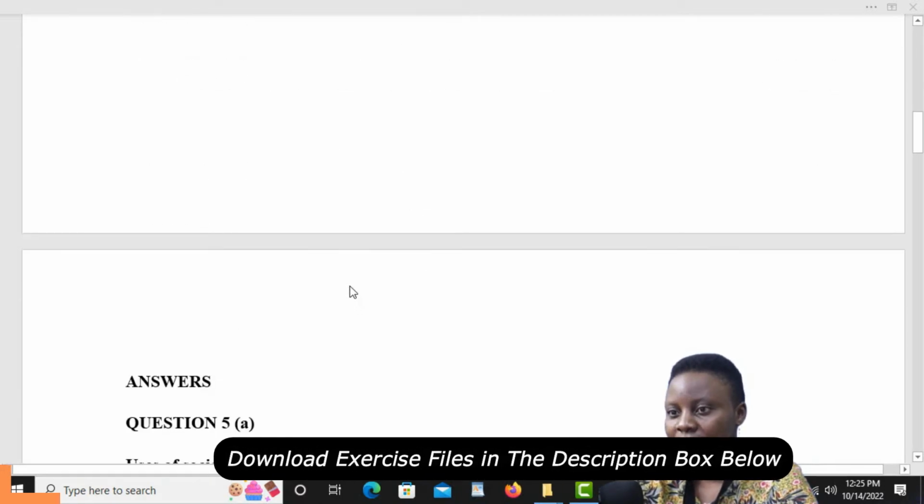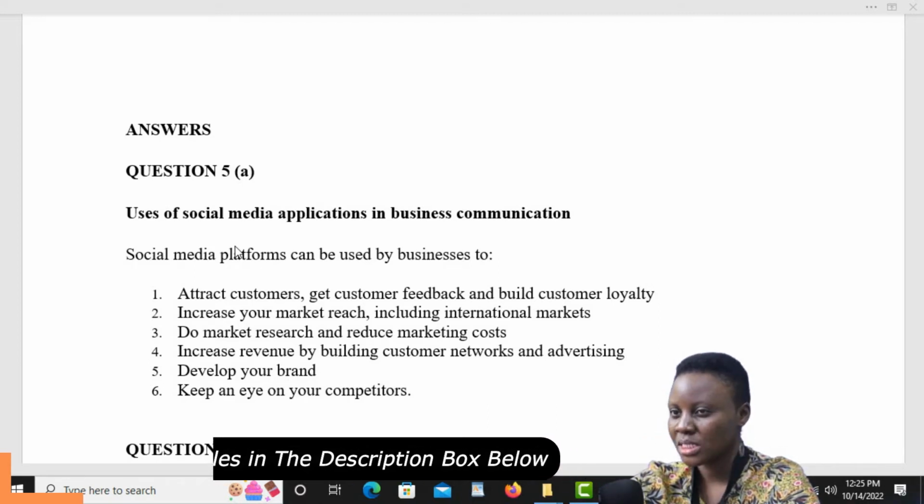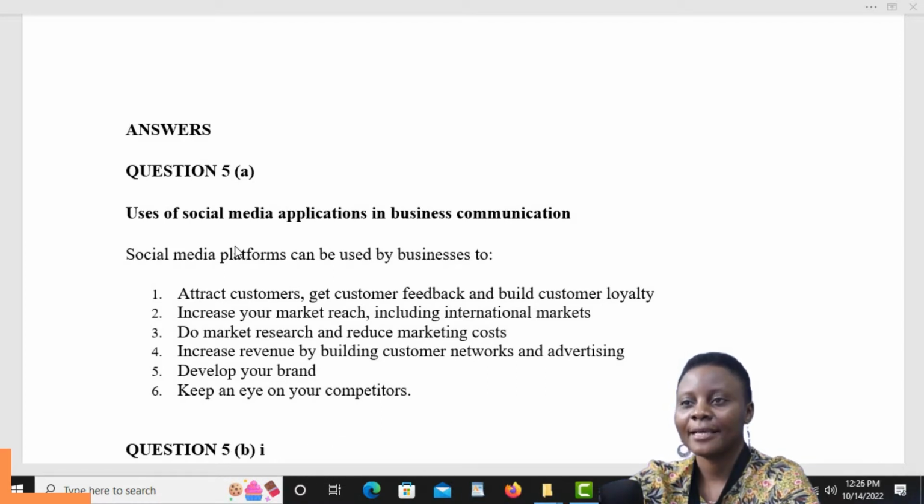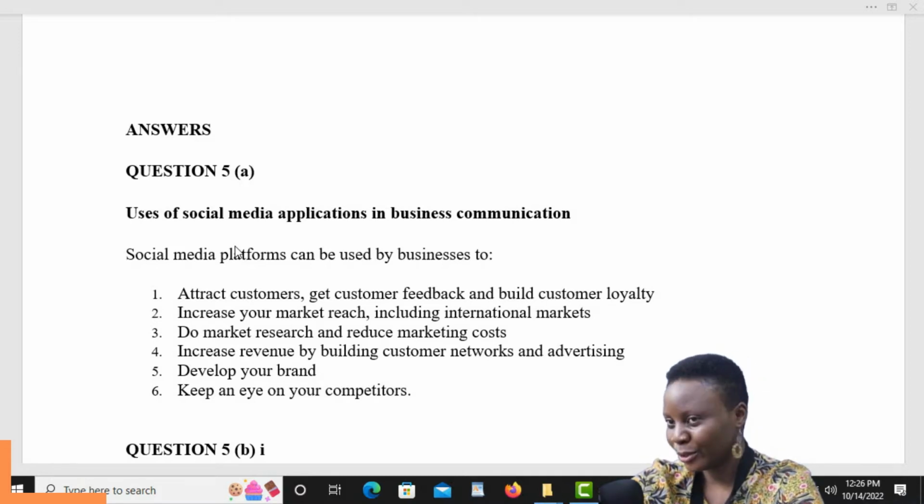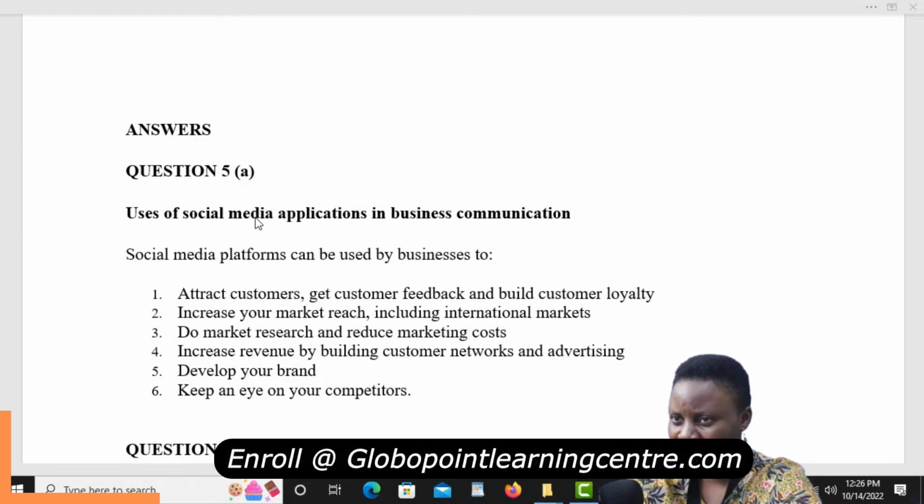The first thing we need to ask ourselves is, what are these social media? In today's era, there's nobody who knows nothing about social media, because 80% of the population in our country are basically on social media. Examples include Facebook, YouTube, WhatsApp, Twitter, Instagram, name them. The list is endless. So what roles do these social media applications play in business communication?